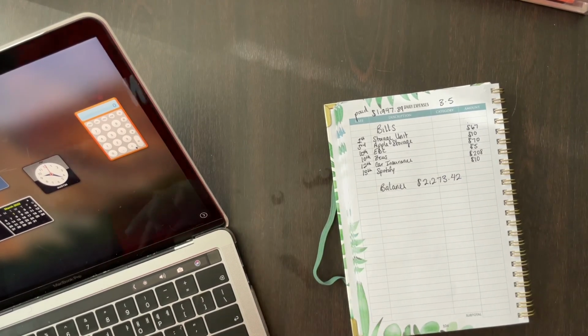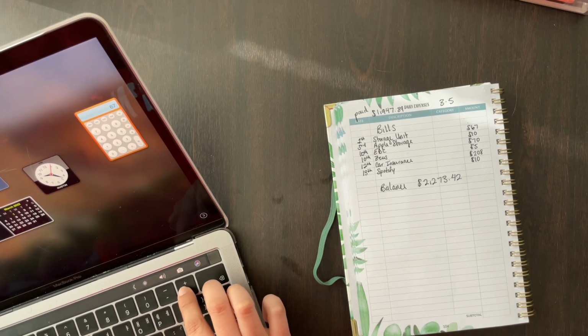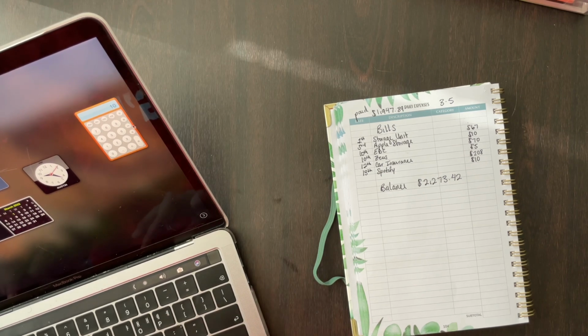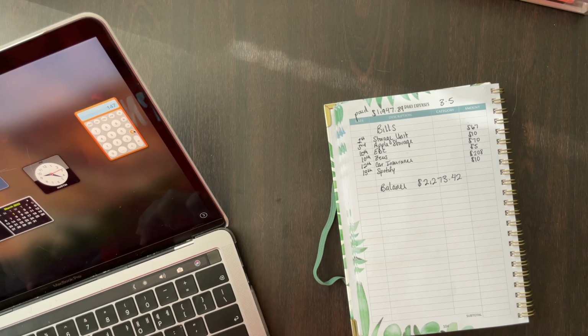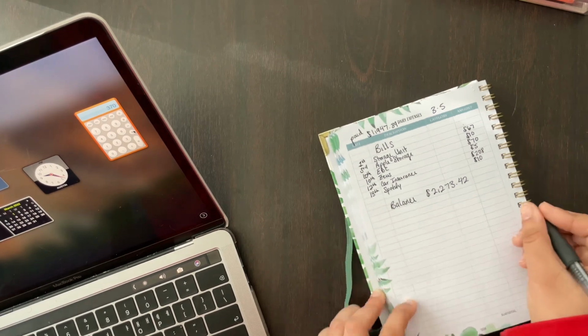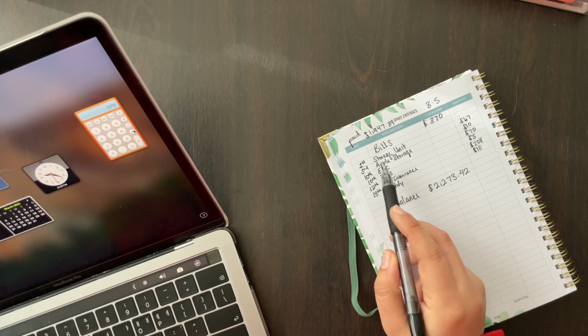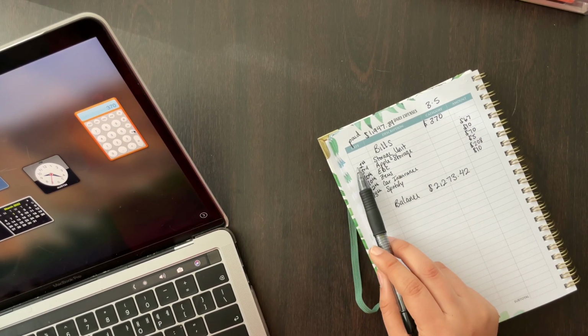So I'm gonna add up my bills first. So 67 plus 10 plus 70 and 5, 208 and 10. And that is a total of 370 for my bills. Here are the due dates for all of my bills from the 1st to the 15th. So here I have bills coming out from the 1st to the 13th.